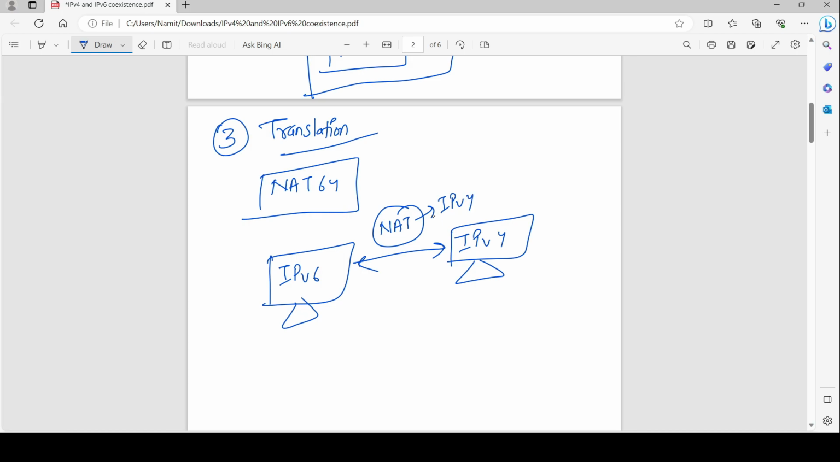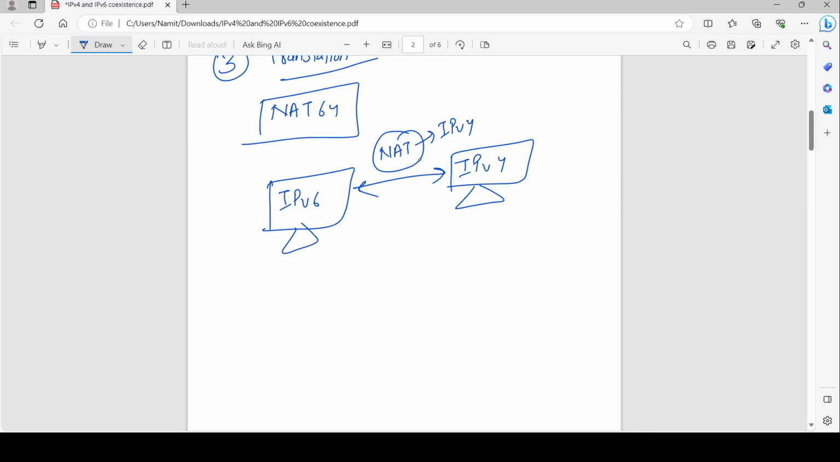I hope you remember that class. We had talked about network address translation in IPv4 when we were required to access a public IP address using a private IP address, and we already know private IP addresses are not internet routable, so we are supposed to access the internet only with the help of NAT. This is how NAT64 also works. Within NAT, an IPv6 packet is translated to an IPv4 packet, and an IPv4 packet is translated to an IPv6 packet.